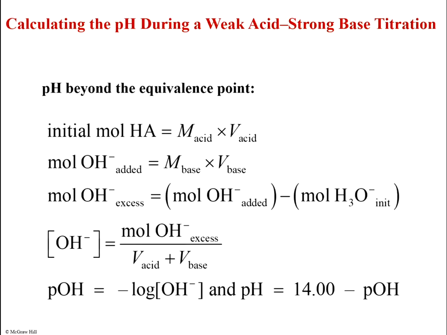Finally, as we go past the equivalence point, we've consumed all of our weak acid. Now the strong base controls. So the moles of strong base in excess equals the moles of base we've added minus the initial amount of weak acid that we had. The strong base concentration is equal to the moles of excess strong base divided by the volume of acid plus volume of base. We can calculate pOH, and from that we can get pH.